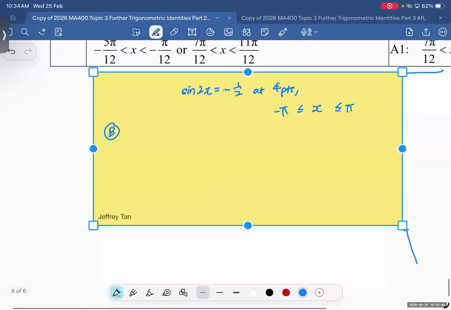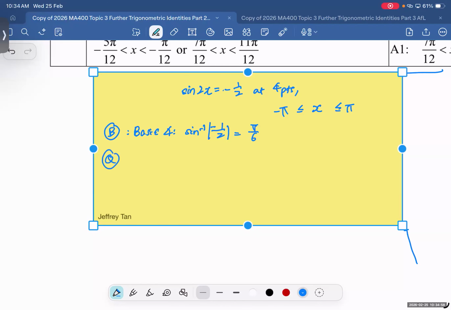BQRA, understand? B for basic angle. Basic angle here, always remember to ignore the negative sign. So you get what, ignoring the negative sign? Pi over 6. Okay? Q.